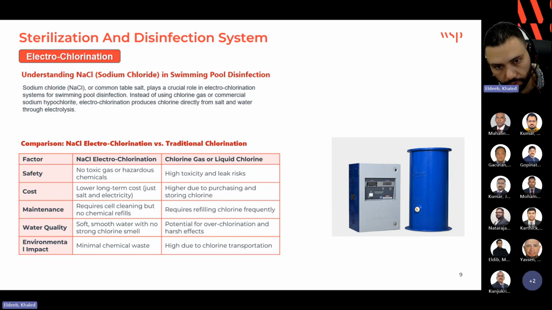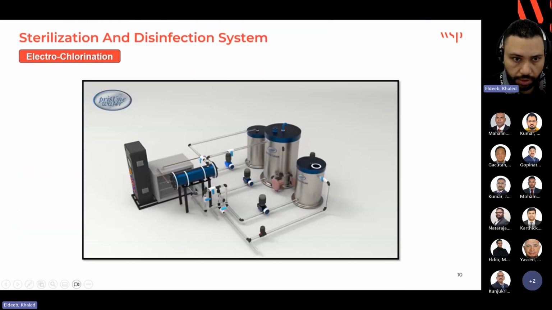Also, if we compare it to calcium hypochlorite, the very traditional one, the solid tablets, if some of you saw people using solid tablets in the swimming pool, electrochlorination is still much better because it eliminates the calcium residue buildup that we usually find when we use calcium hypochlorite solid tablets. And there is no need for frequent manual dosing as with the solid tablets.